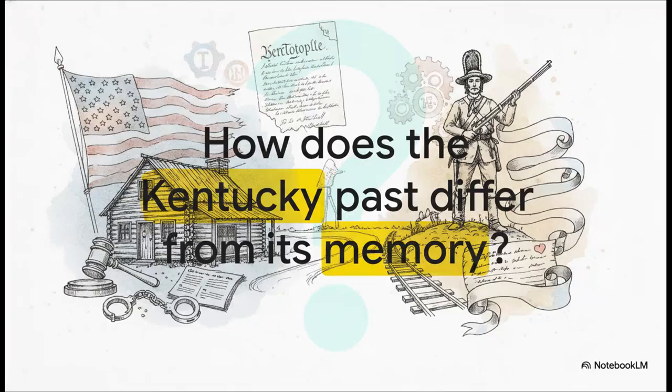So as we wrap up this explainer for His 240, I want to leave you with this provocative question to chew on for your notes. What is the difference between the Kentucky that was and the Kentucky that was remembered?